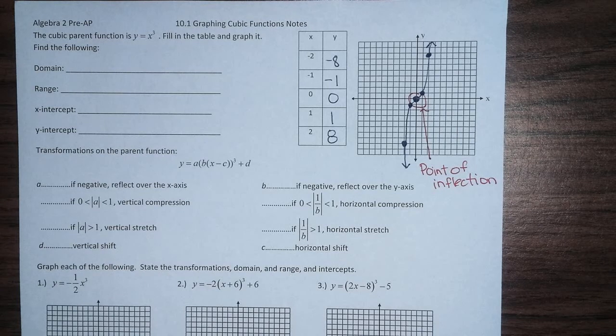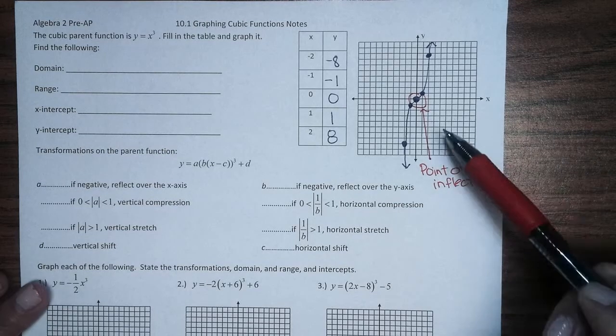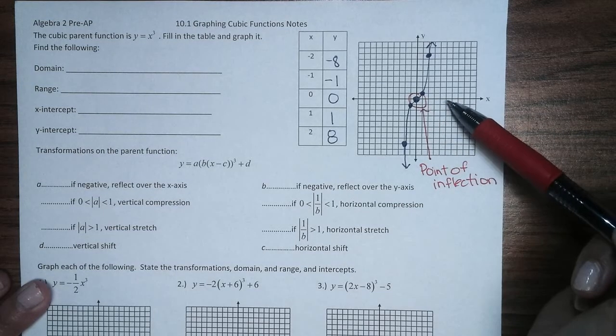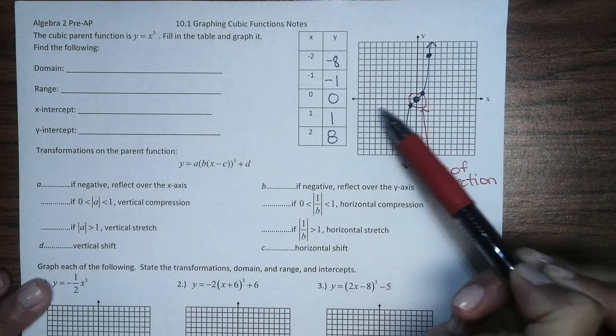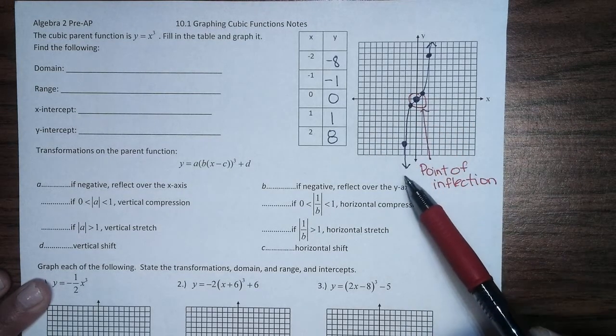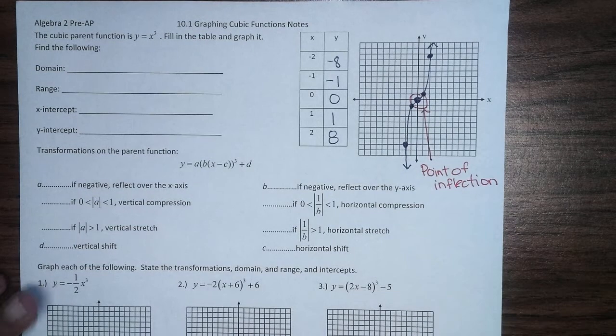The reason why it's called the point of inflection, you don't need to know that, but just in case you care, is because from this point, to the right, your graph is concave up, but to the left of that point, the graph is concave down, like the shape. You don't need to know that. All you need to know is that's called the point of inflection.